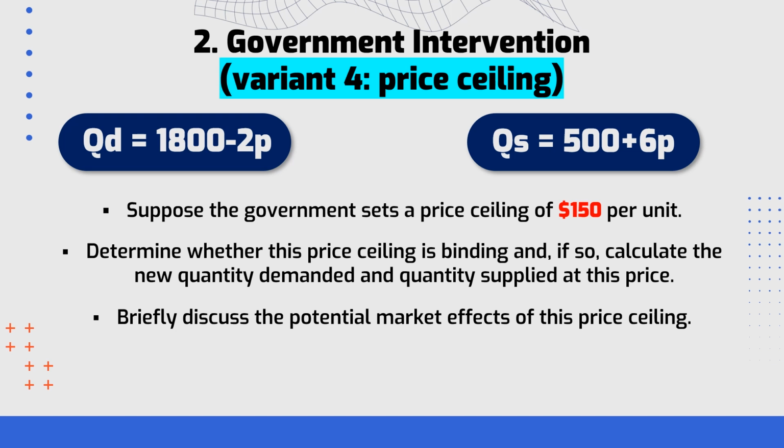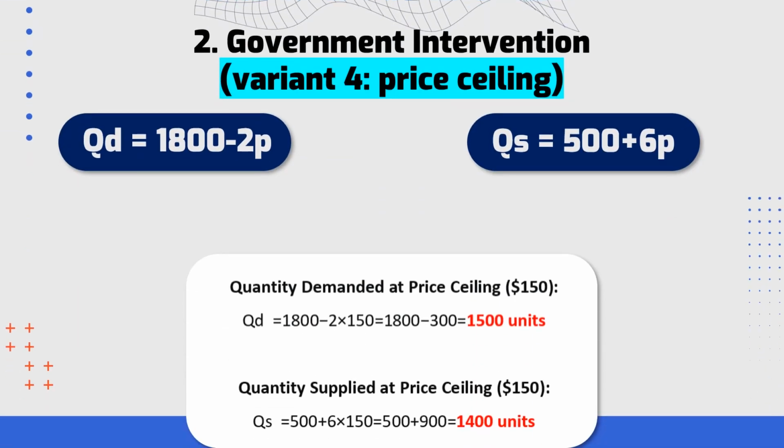The variant number 4, or scenario 4. In this case, the government sets a price ceiling, in other words, the maximum price the producer can charge for its product or service. Your task is to determine whether this price is binding or not, and what is the interpretation of this result?